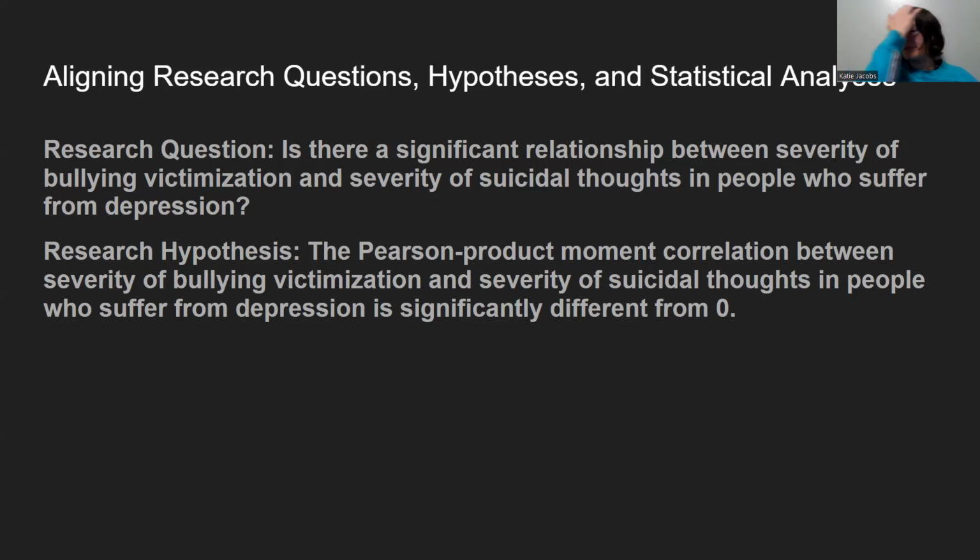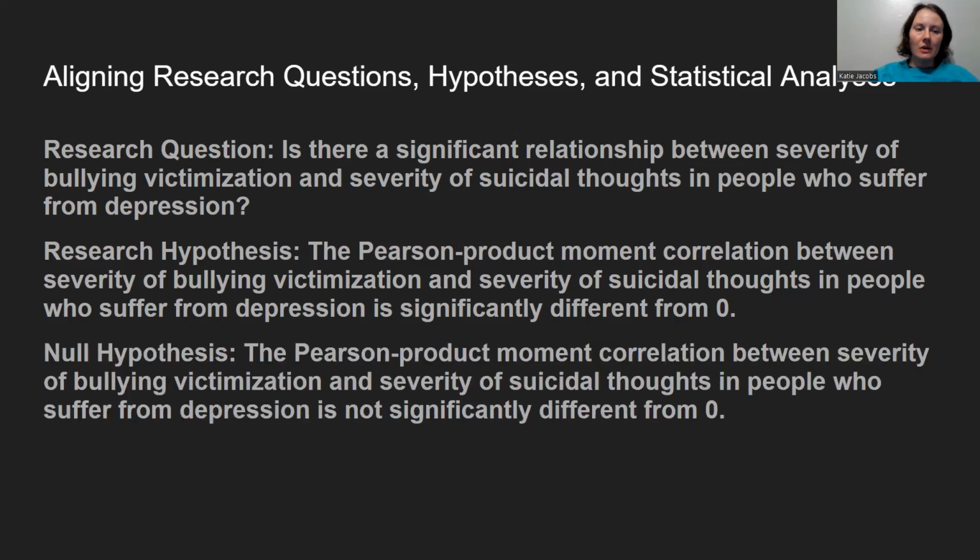Because remember, if we have a correlation of zero, that means that there is no relationship between the two variables. And when we're looking at research hypotheses, those are always the ones where we say we have a significant difference or a significant relationship or a significant prediction. So everything that is not covered by a research hypothesis must be covered by our null hypothesis.